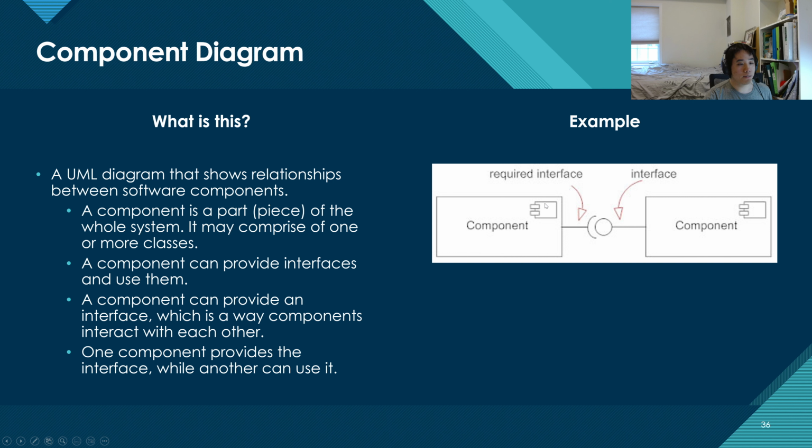We have components, basically the pieces of the system. Maybe they want to interact with each other. So perhaps one component will provide an interface, which specifies how the other components in the system can interact with it. And if a component needs to use this interface, we mark it with a socket on the other side of the interface circle.